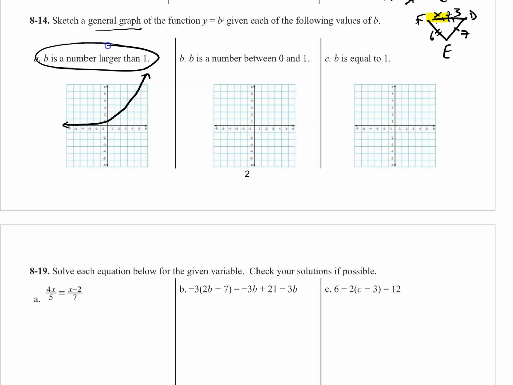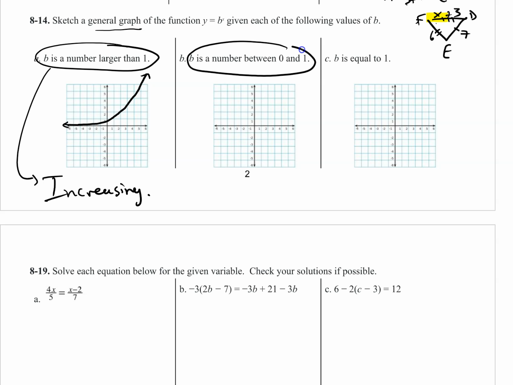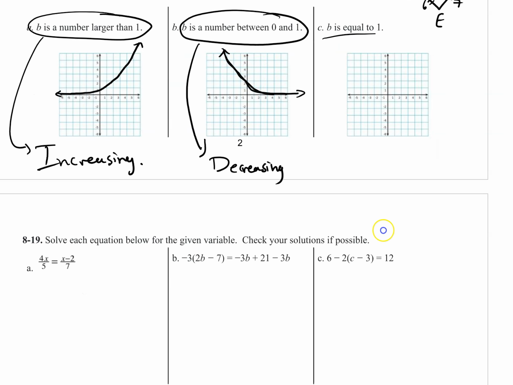So when the multiplier is larger than 1, that means the function is increasing. When the number is between 0 and 1, when you're multiplying by a decimal, it's decreasing. And then I'll let you do C.